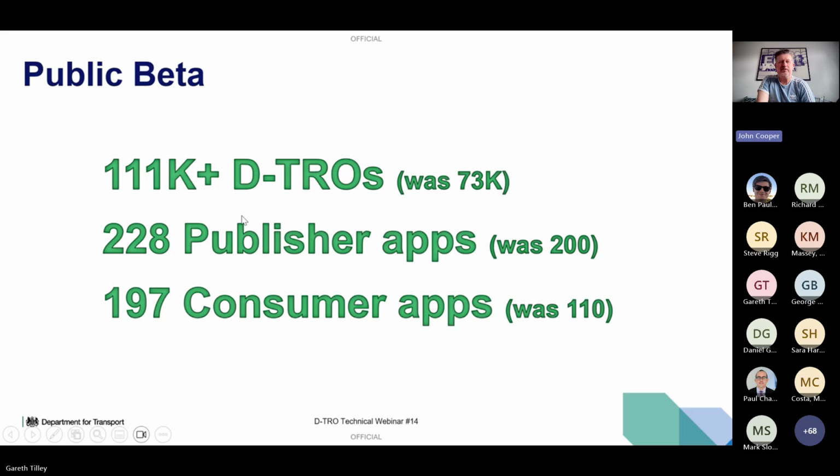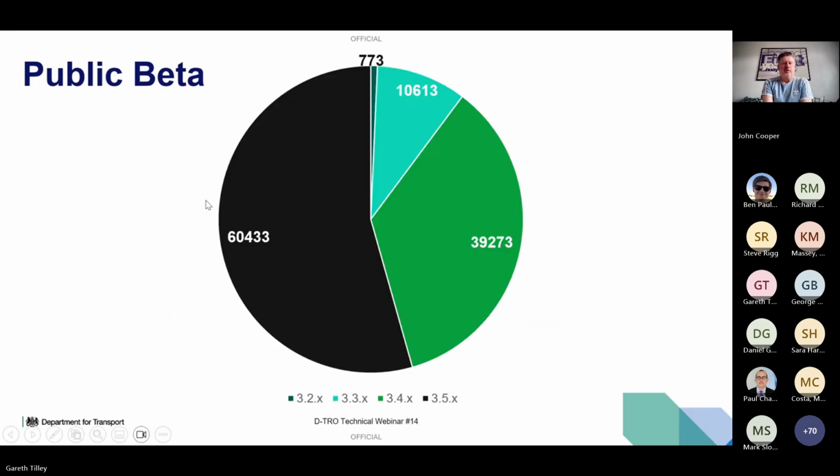Thanks, Paul. Here to run you through a quick update on where we got to since the last webinar, which was back in February, I think. We're now at approximately 111,000 digital traffic regulation orders in the service. We've got 228 odd publisher applications. That's up significantly. And consumers is up even more, at nearly 200 consumer apps taking data from the service.